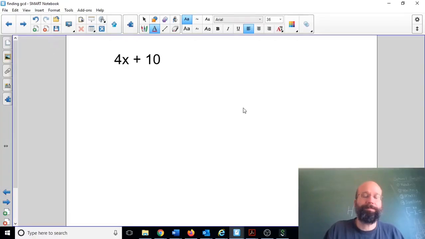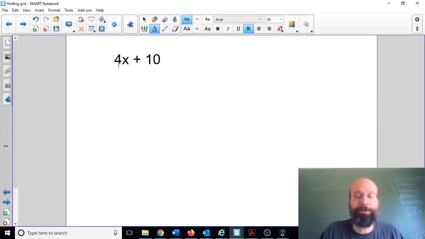So all that means is you're given a binomial or a trinomial or any polynomial, and you have to see if there's something you can factor out of this. This is an example, 4x plus 10. One of the easiest examples, that's why I'm starting with it, 4x plus 10.